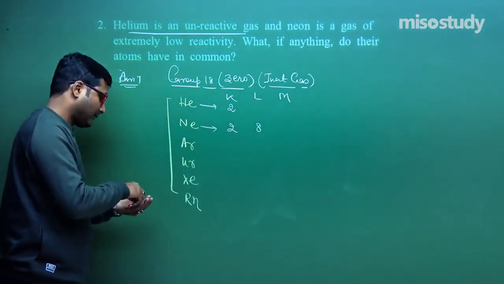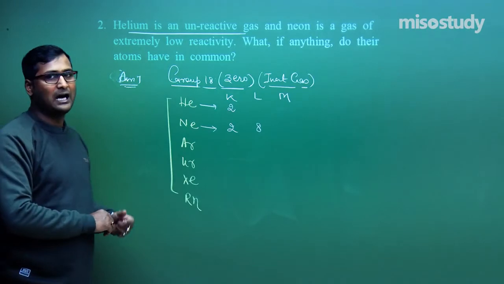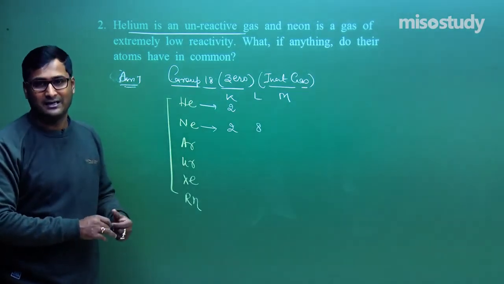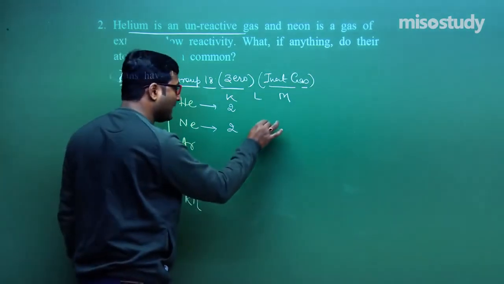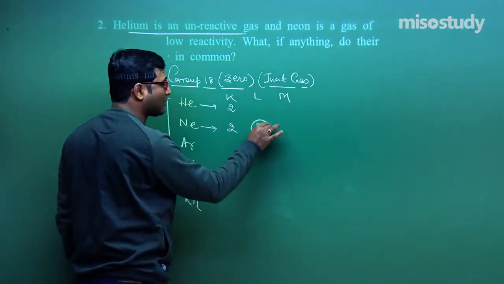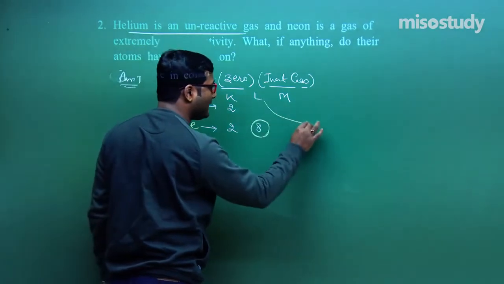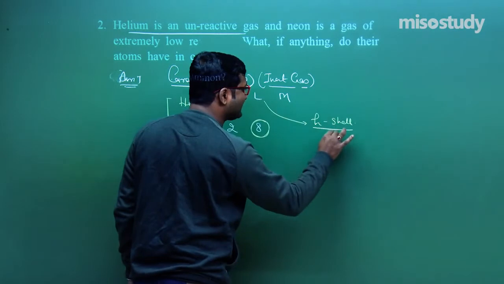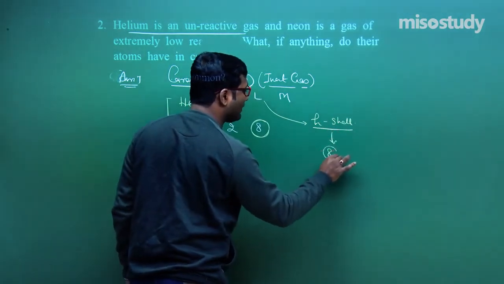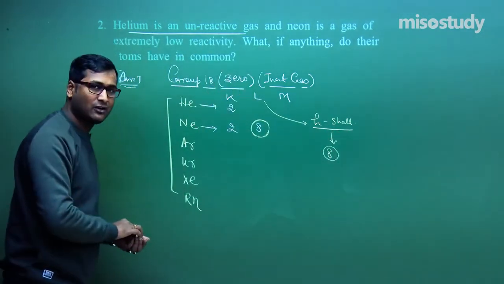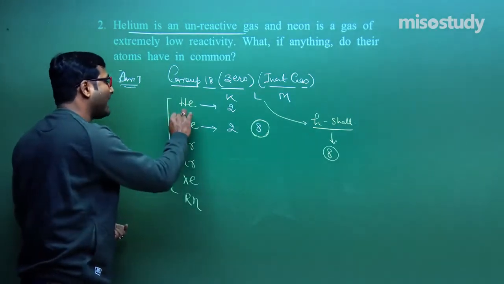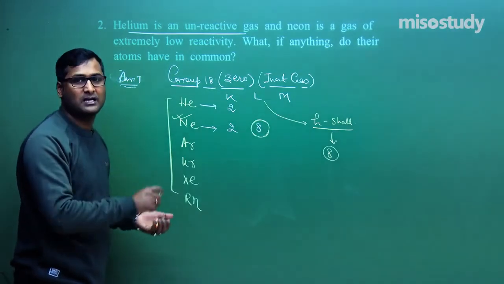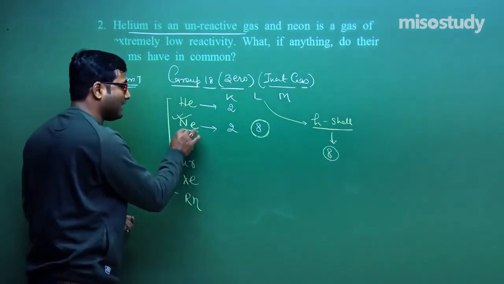As I told you, if any element has a filled outermost shell, then it is stable in nature, or you can say inert in nature. In case of neon, it has 8 electrons in the outermost shell. That means the L shell is completely filled, because the L shell has a maximum of how many electrons? 8 electrons, and it contains 8 electrons. Due to this reason, it acquired inert gas configuration, that is stable configuration, which makes it inert.